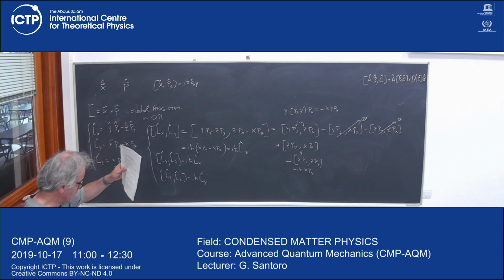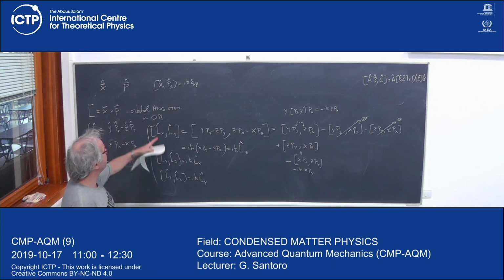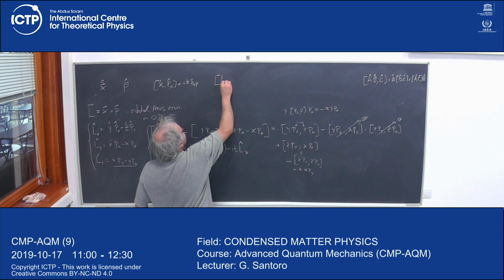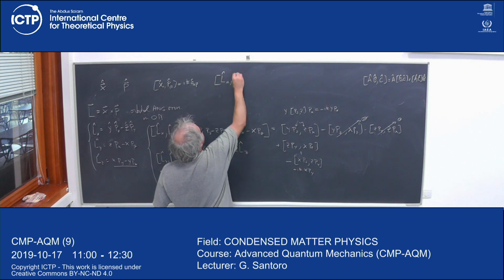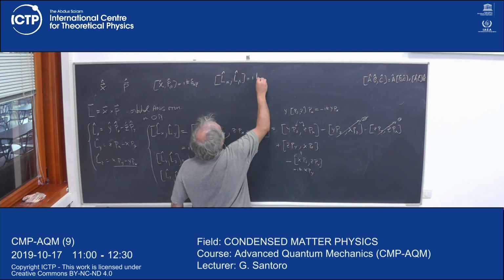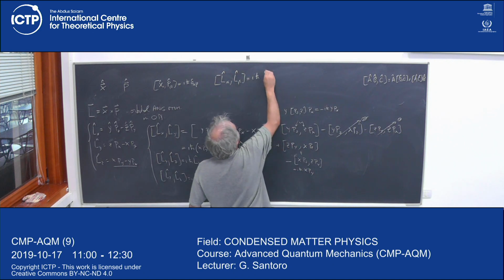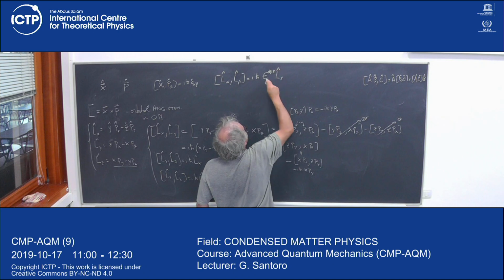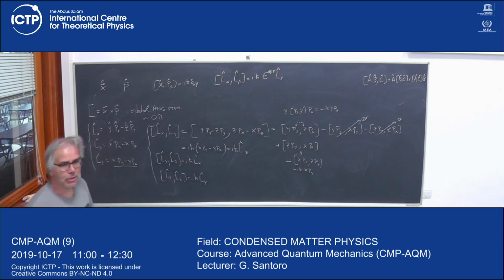Okay? In fact, these three commutations can be written in the following way: L alpha, L beta equal to i h bar epsilon alpha beta gamma L gamma. Well, let me explain to you what this epsilon is.